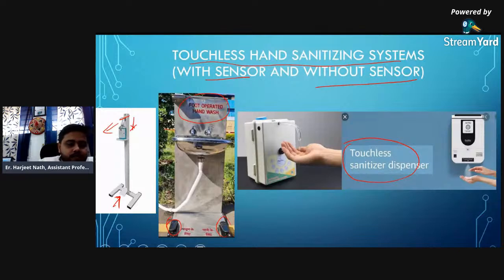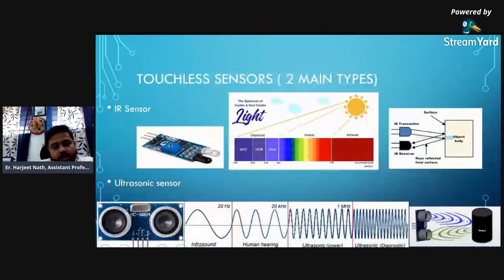So moving on. If you would like to know about the two touchless sensors which are currently used in most hand sanitizing systems, these two sensors are primarily the IR based sensors, which is the infrared sensor, and the second one is the ultrasonic sensor. Now the IR sensor looks like this, where you basically have two diodes. One is the IR transmitter and the other one is the IR receiver.